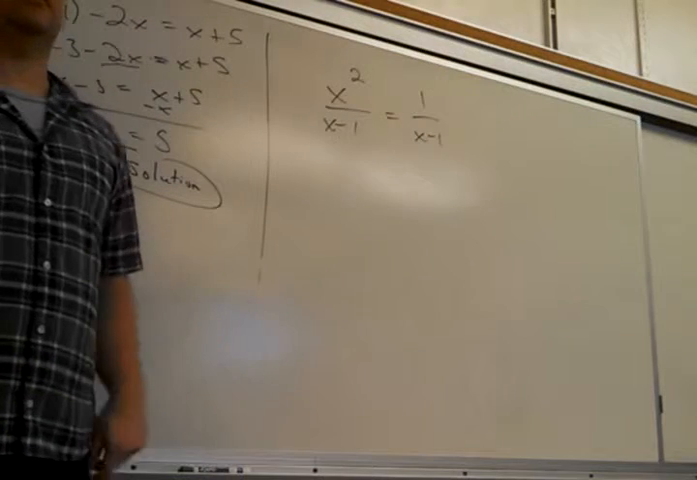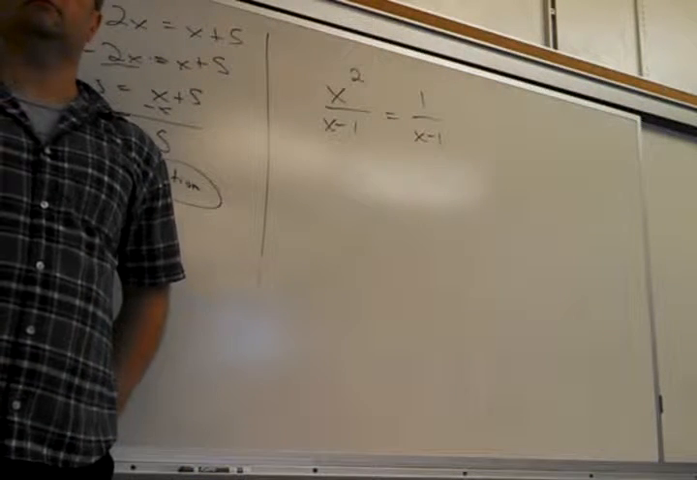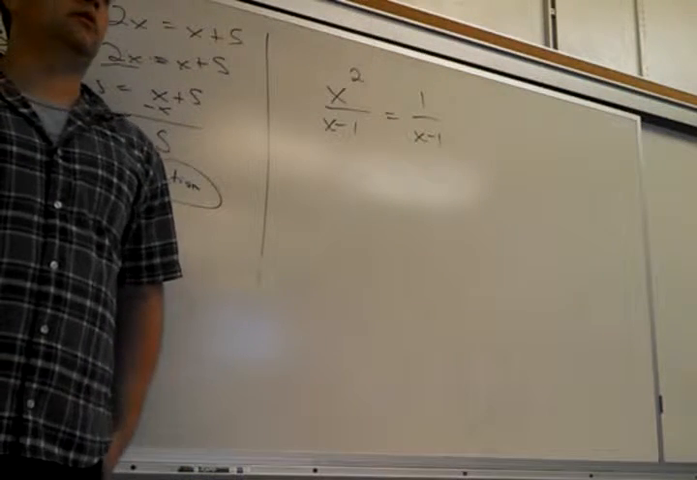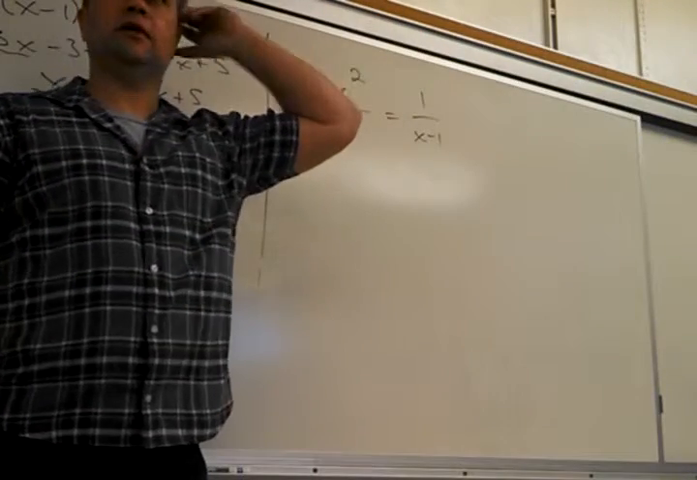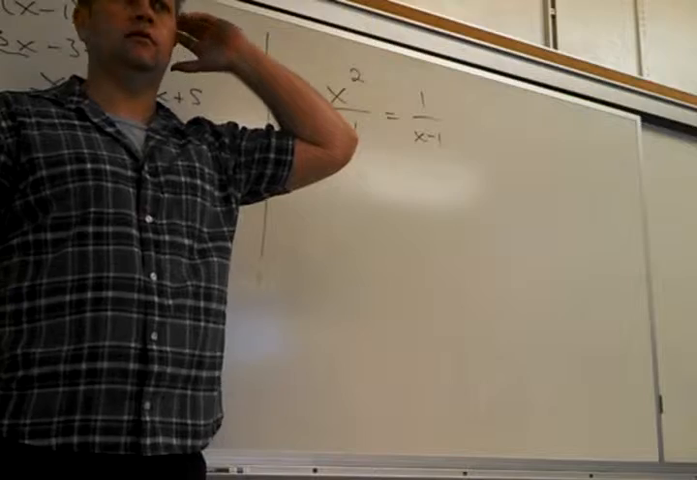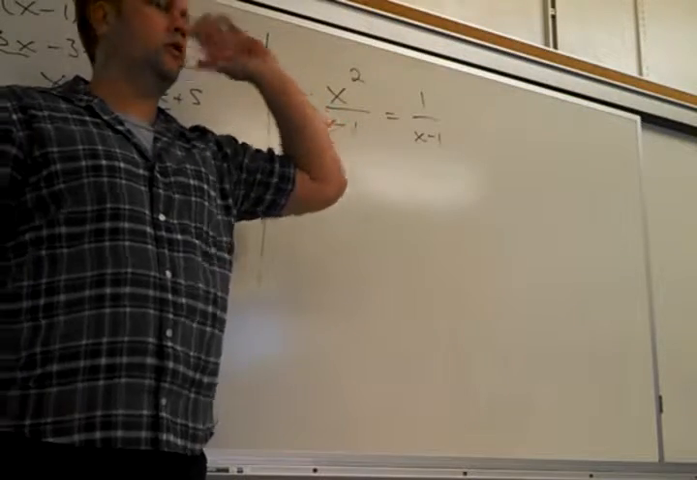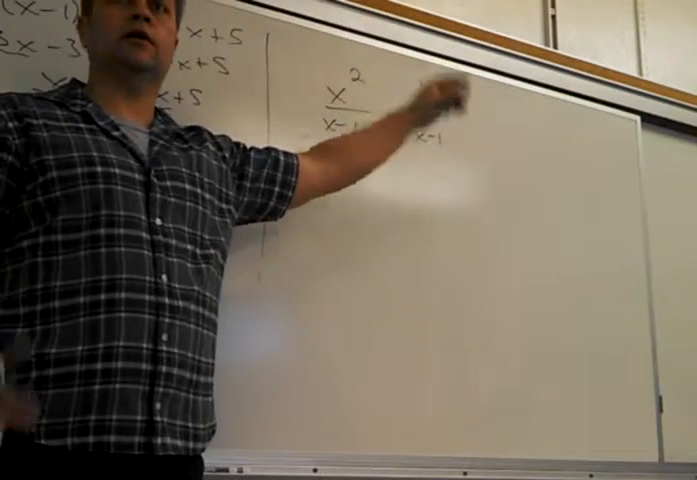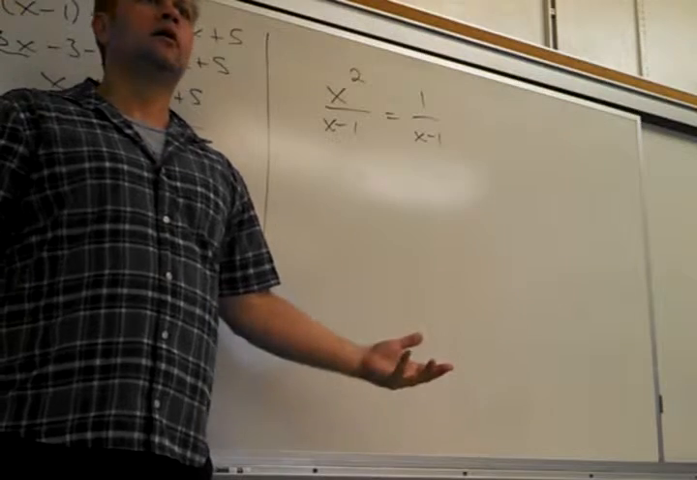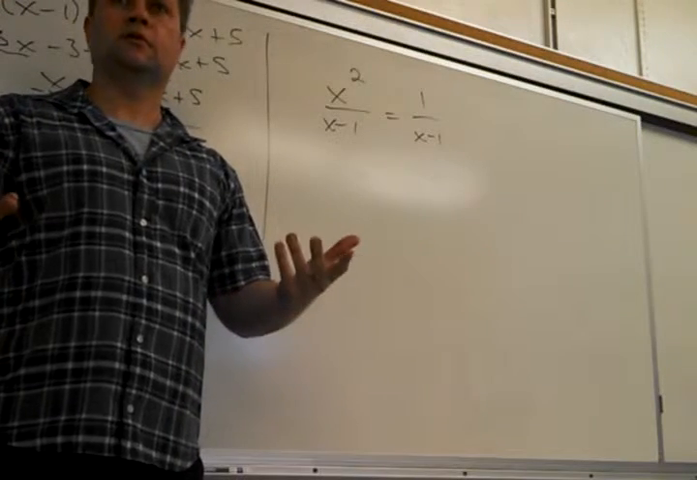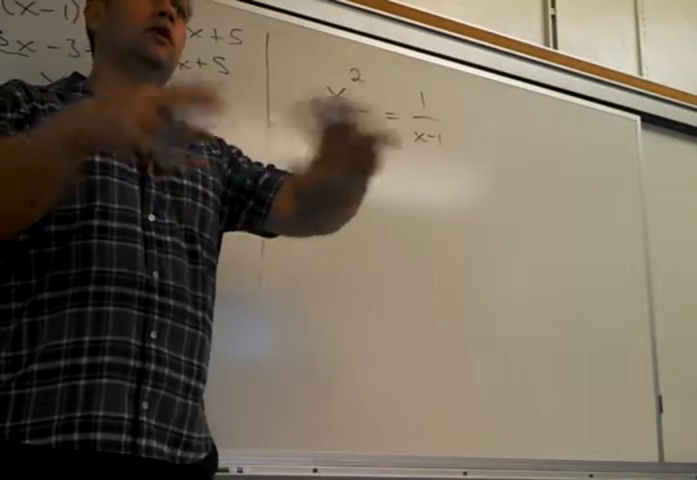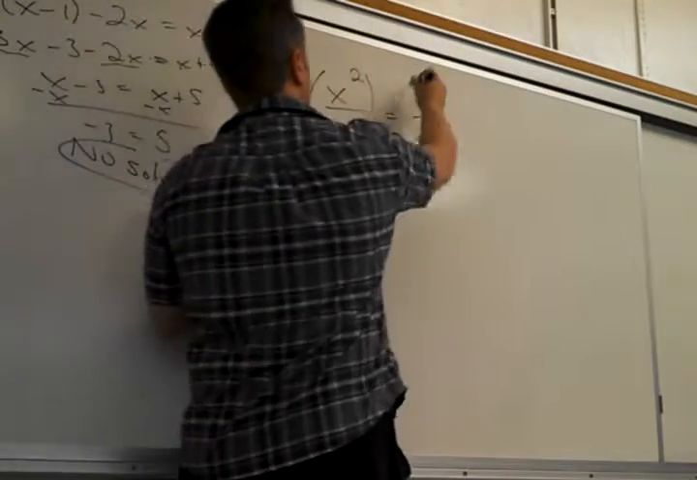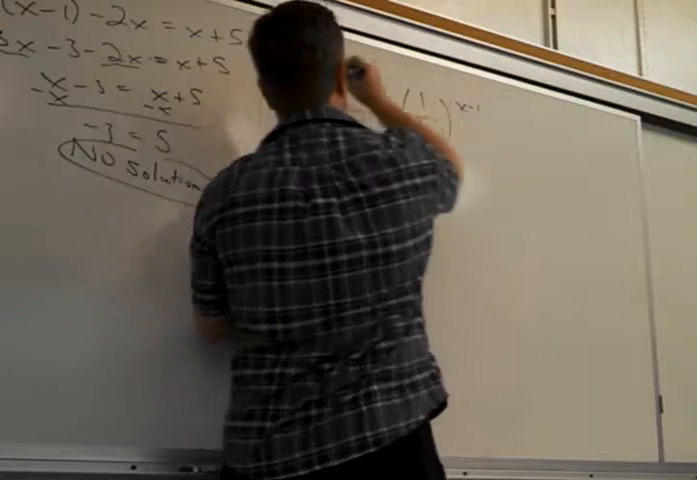People make the mistake of cross multiplying here. Why is that not a good idea? If you cross multiply, you're going to get x cubed stuff. Do you really want that? Do they have the LCD already? So what can I do to both sides? Multiply by x minus 1, right? They already have the same denominator, so I can multiply both sides by x minus 1.